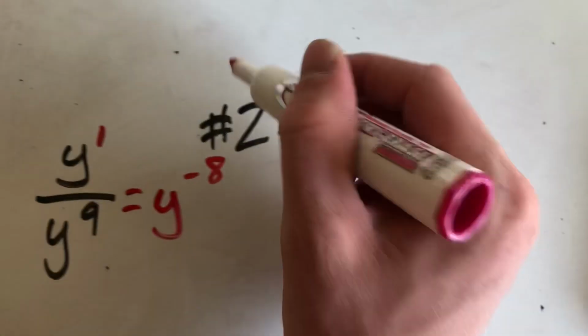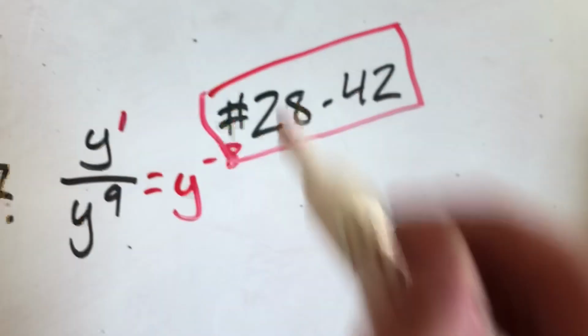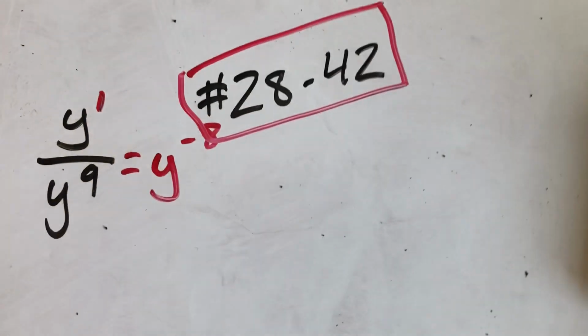Okay, pause the video again, and in your book, 28 to 42. Go ahead.